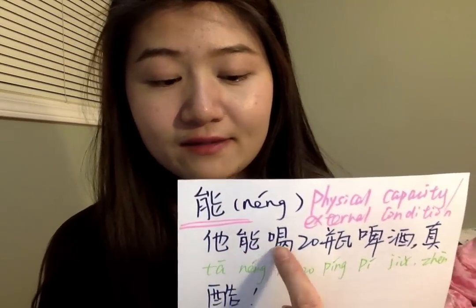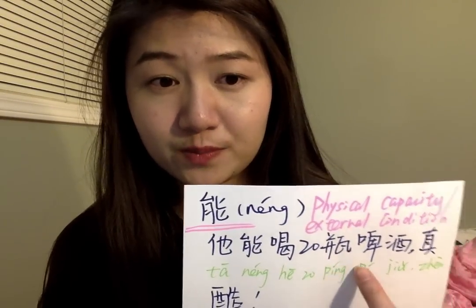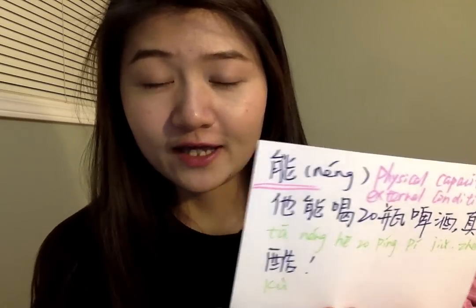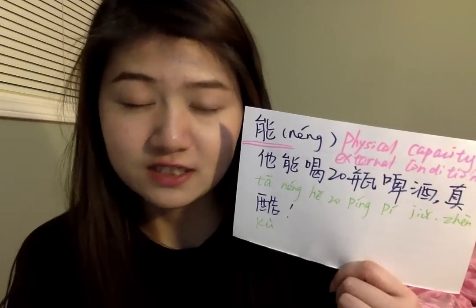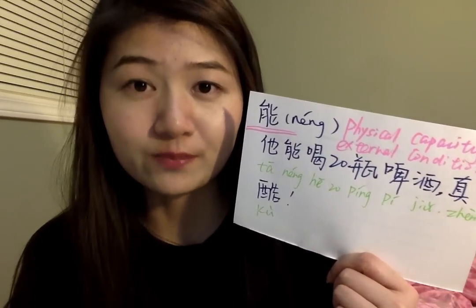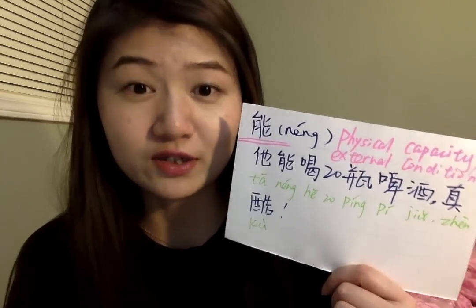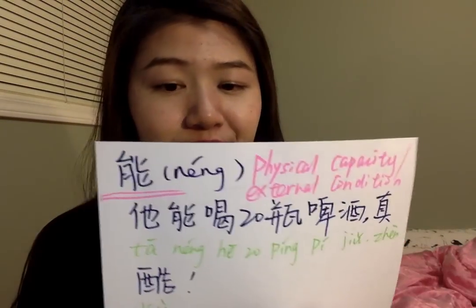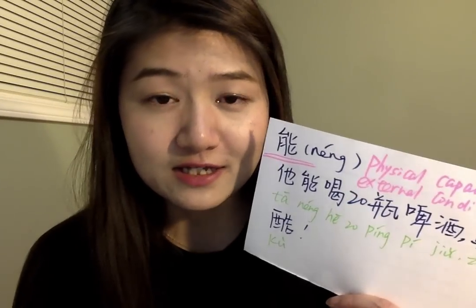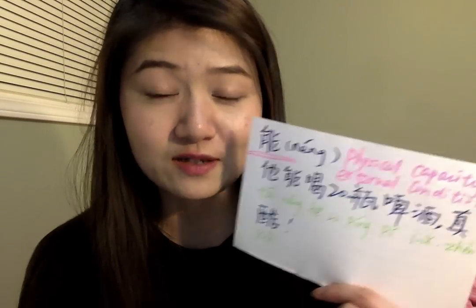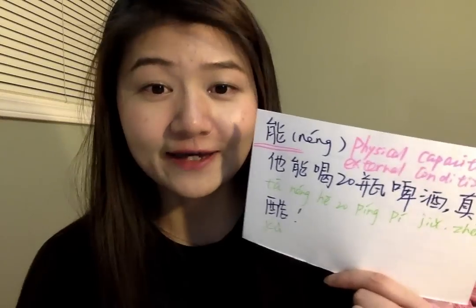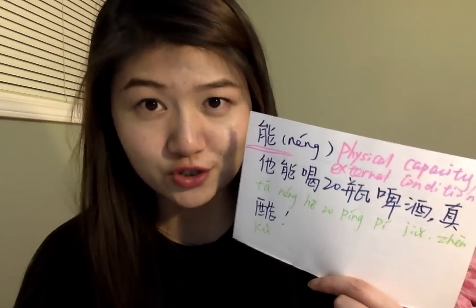他能喝二十瓶啤酒，真酷。He can drink 20 bottles of beer. It's really awesome, like really cool. So here, 他能喝二十瓶啤酒. This 能 means he has the capacity to do something, and it's really cool. This means capacity to do something. 能, I can do something. 我能做什么事, okay?